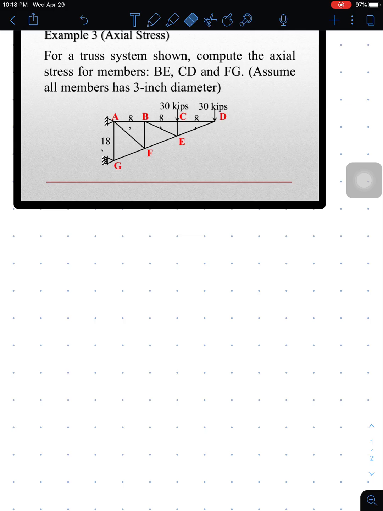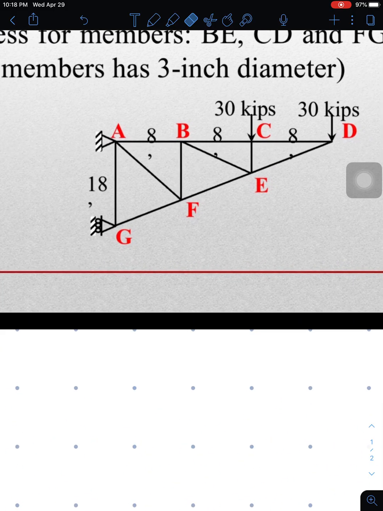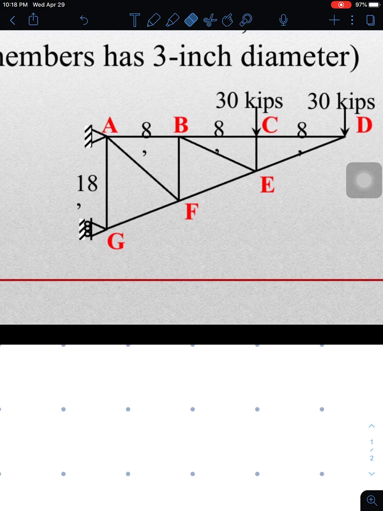So what are we going to do? First, let us recognize the reactions being used. At A, there is a hinge. So for a hinge, what we're going to do is provide horizontal and vertical components. So I'd like to have here the direction of this A horizontal, and then I'll have A vertical.